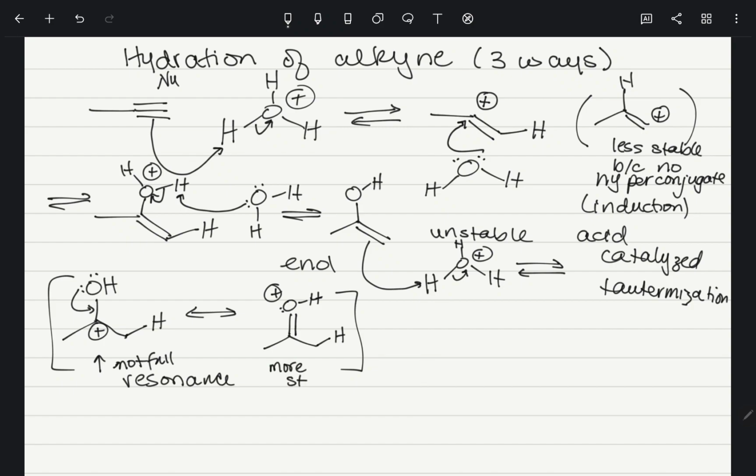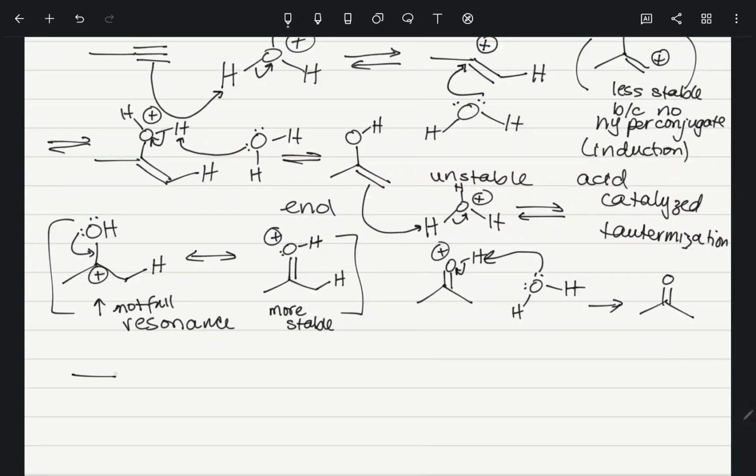So it's going to form, and as such, now this looks pretty much like our ketone. So our last step is to deprotonate. And we get a ketone. So that is how our hydration of alkynes works. Now, if I had an unsymmetrical alkyne, we're actually going to end up with a couple of products, if I have 2 alkyl groups on either side.